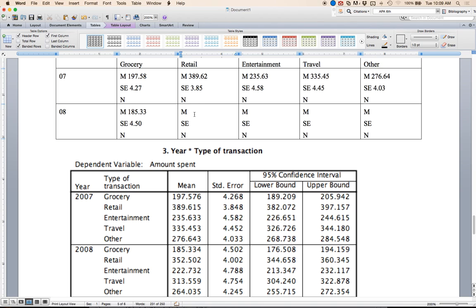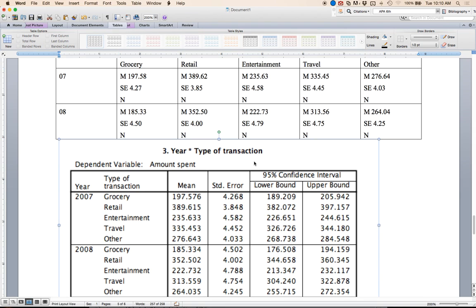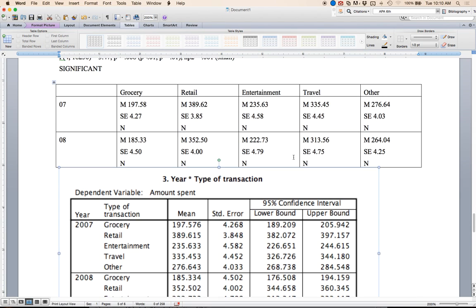I'm going to fill in this last one here, so 352.50. Alright, and then 222.73. And last but not least, okay, so that should be close enough. Right, so I've got all of my means entered. Now I've got to figure out n.